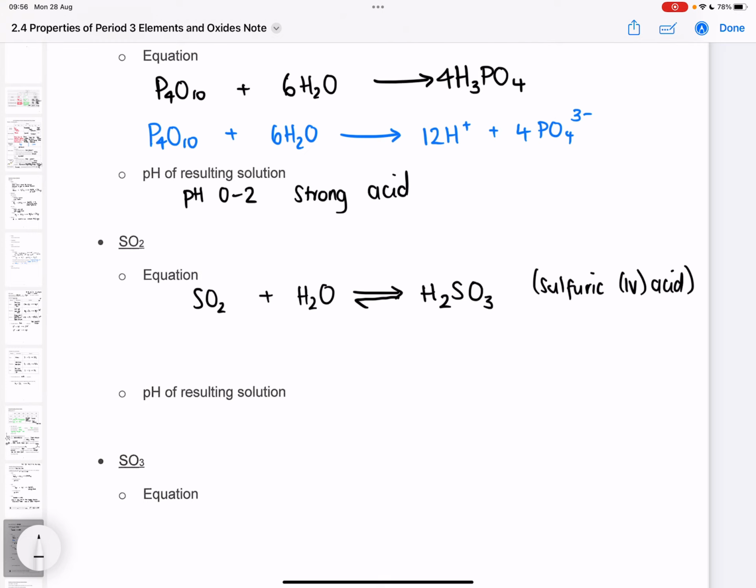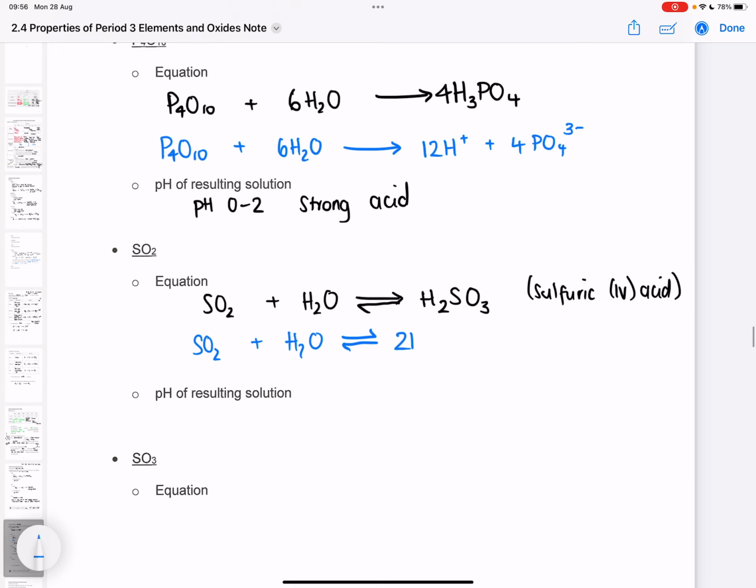If you've had a think, it's because each of the oxygens is -2 and each of the hydrogens is +1. If you do the oxidation states, you'll find that the sulfur in that acid is +4, so that's often called sulfuric(IV) acid. If I do that equation ionically, sulfur dioxide is covalent, water is covalent. This one's reversible because it's a weak acid, so not fully ionized. It forms hydrogen ions, it's partially ionized, and hydrogen sulfite ions.